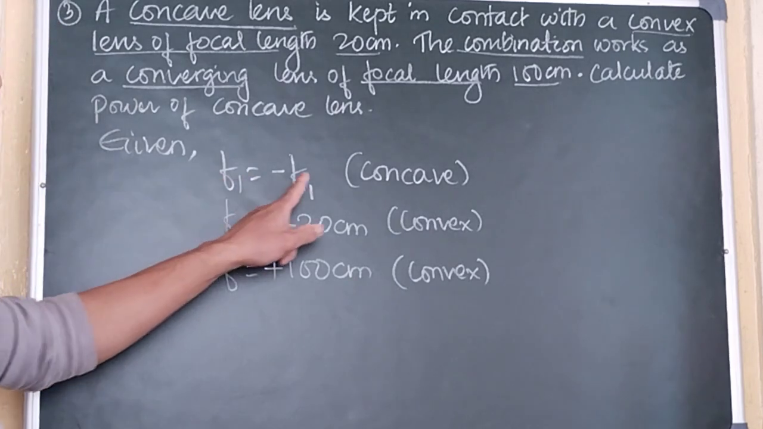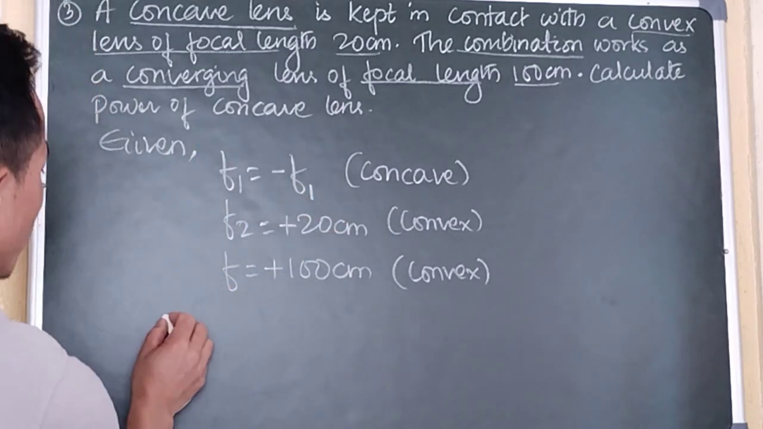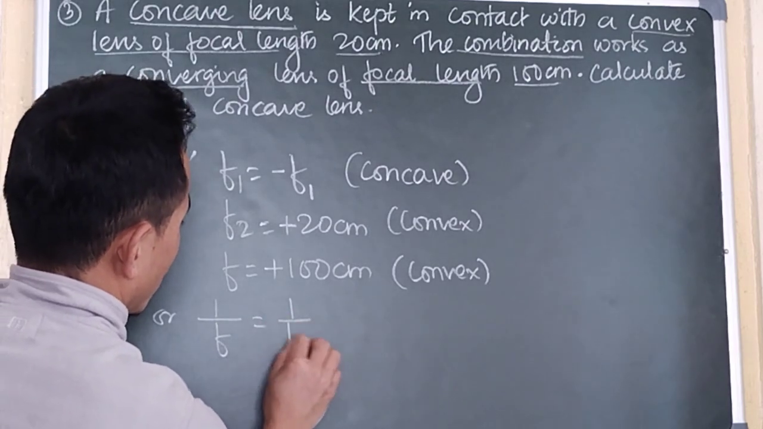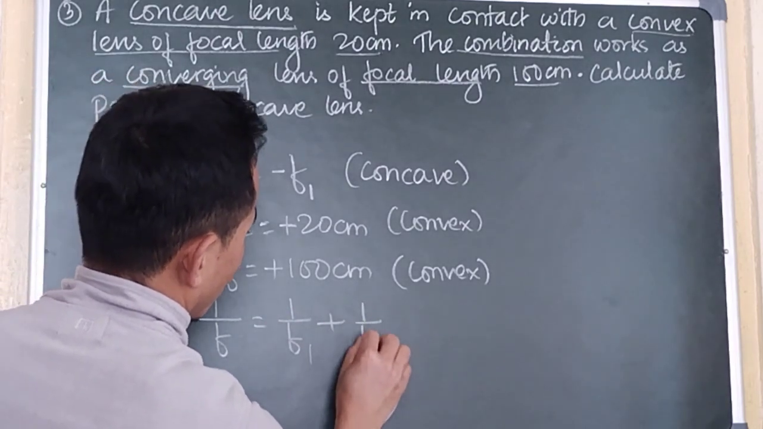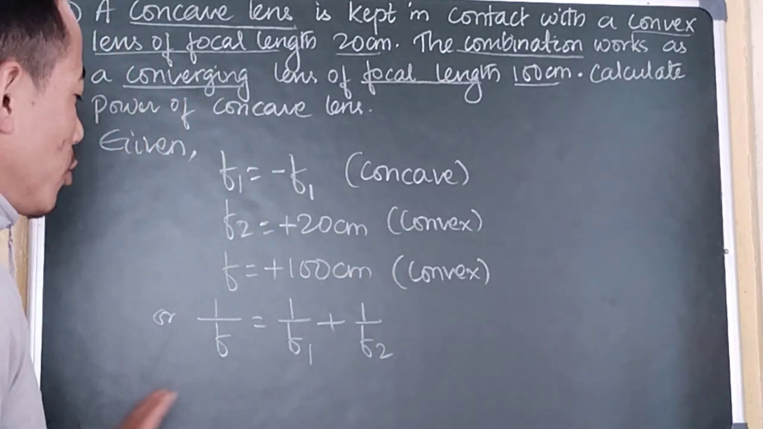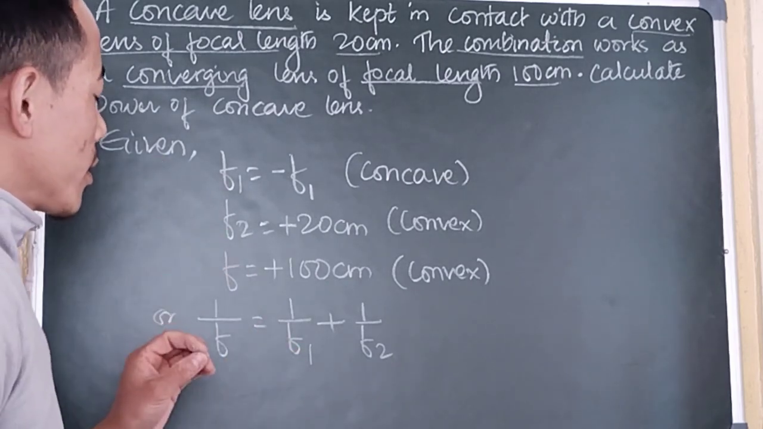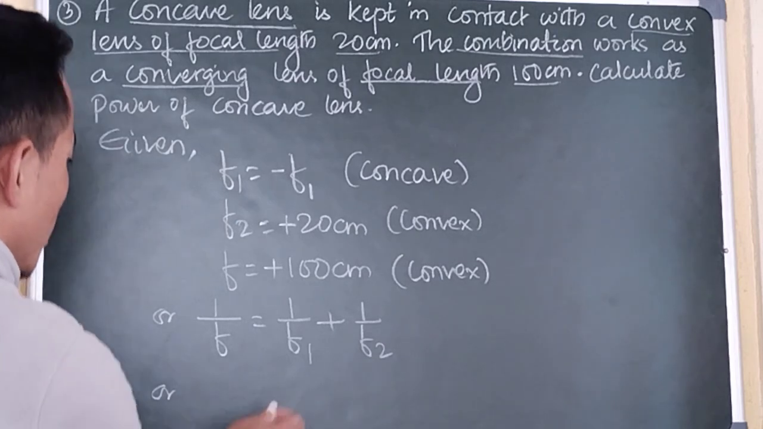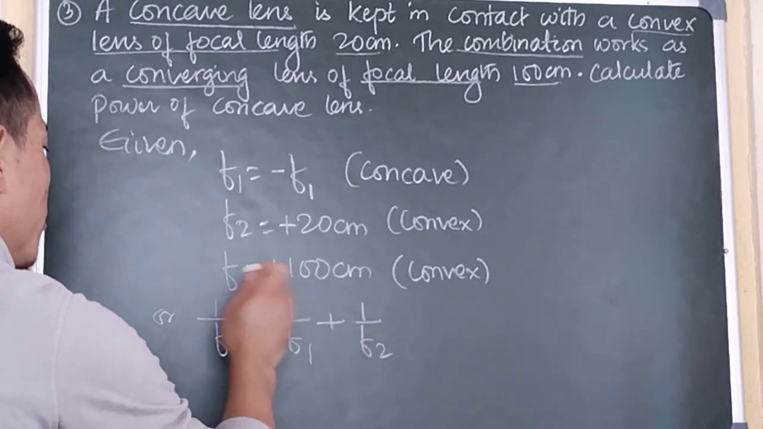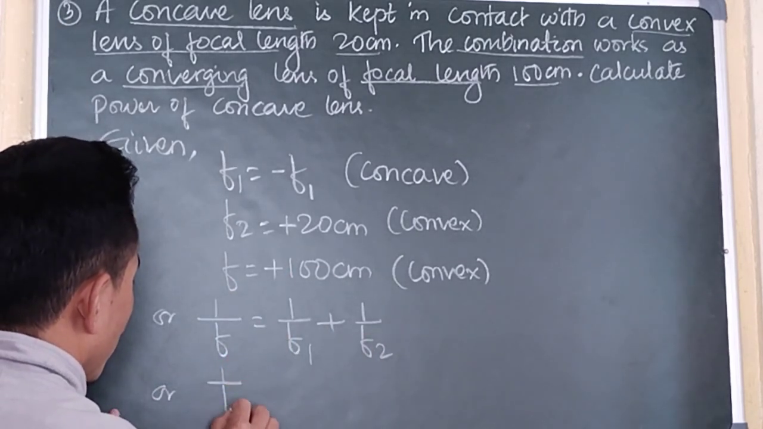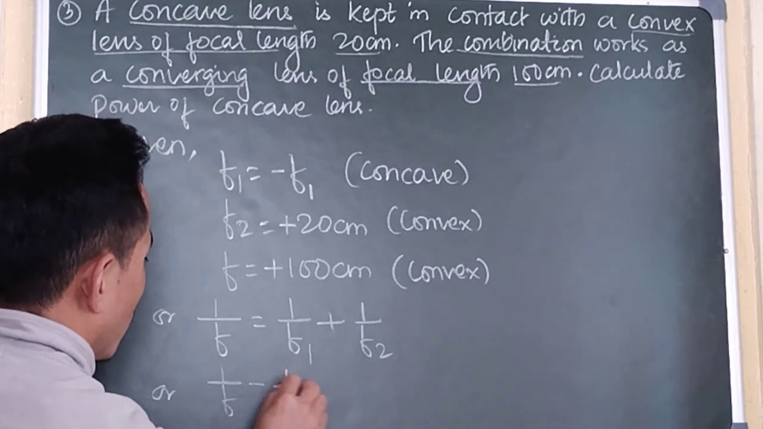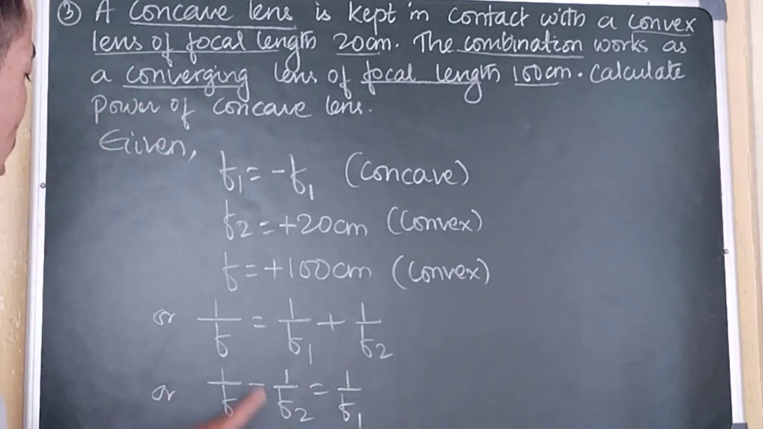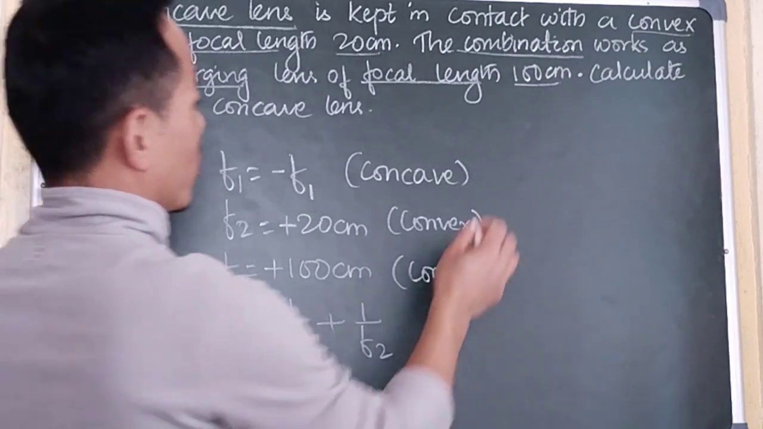So we are supposed to find out the value of f1. We'll use the formula 1 by f is equal to 1 by f1 plus 1 by f2. Don't put the value here first. Rearrange this equation and keep f1 alone so that you can easily do the calculation. We'll bring 1 by f2 to the left hand side. So 1 by f minus 1 by f2 is equal to 1 by f1. Now put the value with the sign and do the calculation.